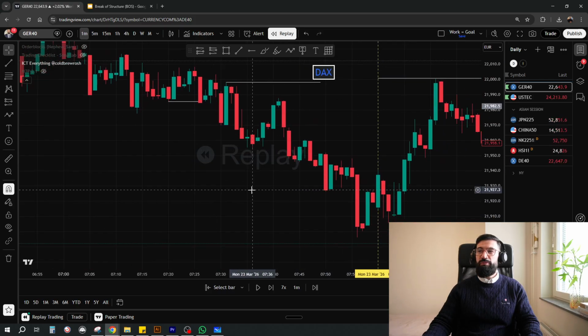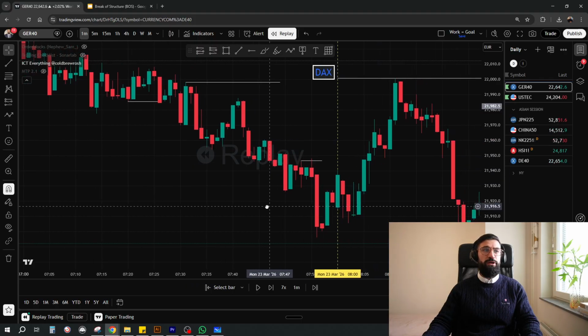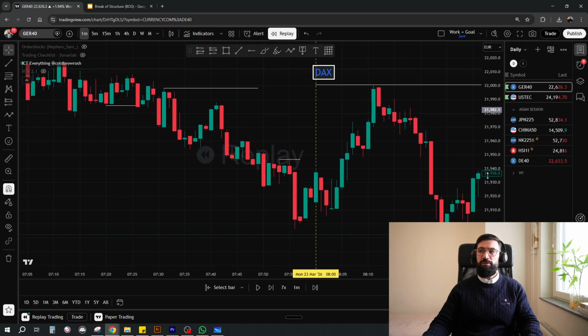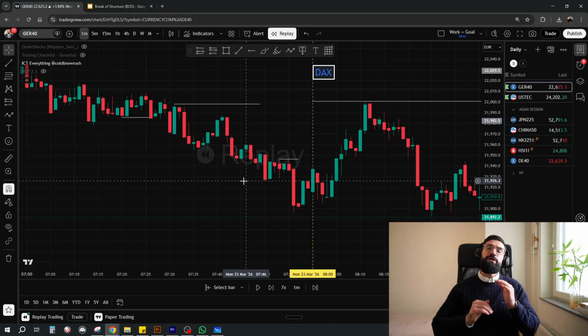Where's another example? This is a high created right here, and this is a wick. Is this a break of structure? No, it is not a break of structure. So we don't define it as changing the direction of where we are going. So first of all, it sweeps liquidity, and then it creates a break of structure.